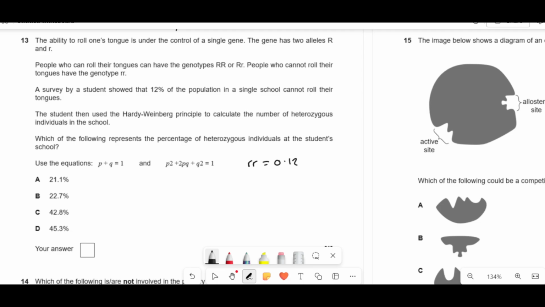Which one represents the heterozygous? So when using the Hardy-Weinberg equation, you need to define what you're going to call P and Q. So I'm going to say P is my big dominant one here, and Q is going to be the little one, so little r. Did I say P and R? I meant to say P and Q, sorry.